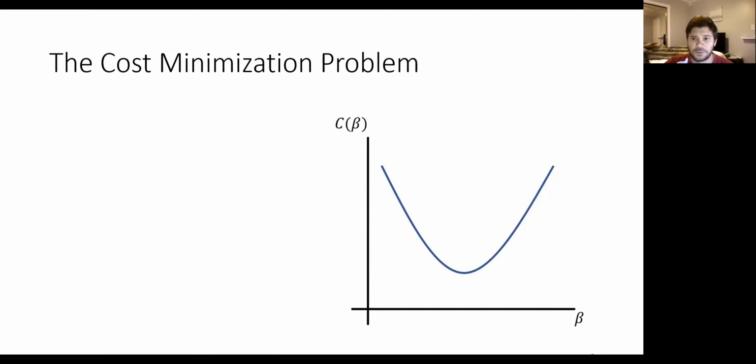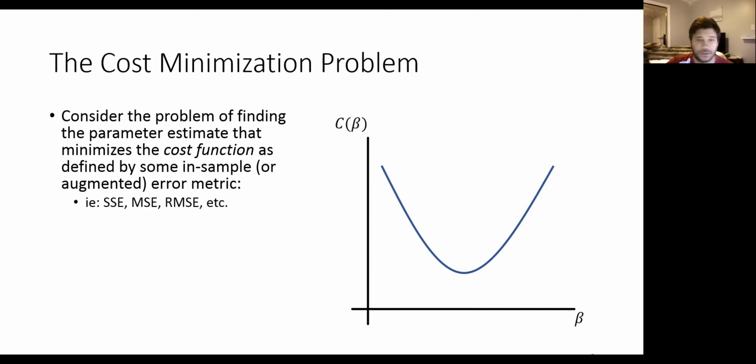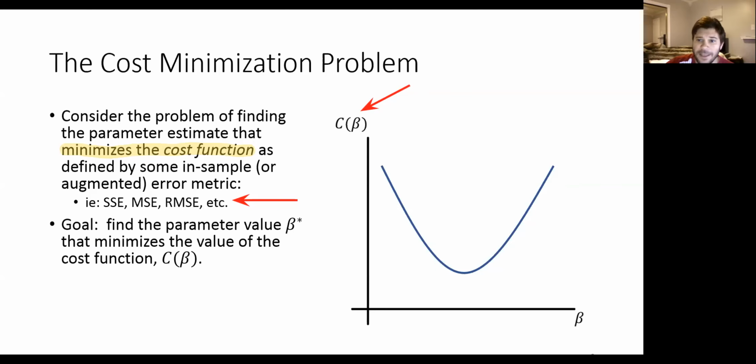So we're going to think about this problem of finding the parameter estimates that minimize this cost function. That is the problem we're solving. We're still solving cost minimization, as defined by some in-sample error metric or maybe some augmented cost function. So this cost function up here could be calculated by some error metric that we had talked about, the sum of squared errors, the mean square error, maybe the root mean square error. So the goal is to find the parameter value that gives us the best fit in terms of minimizing this cost function, and that will happen here at the very bottom.